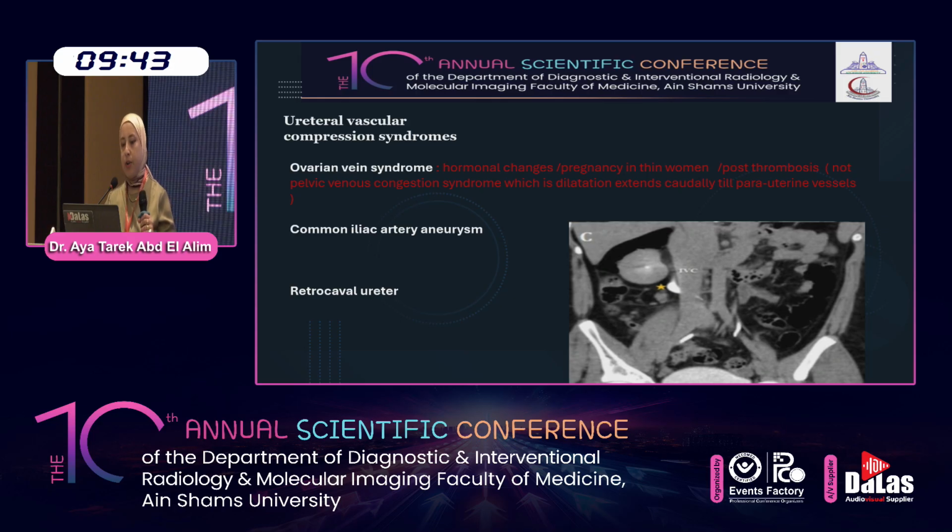Ureteral vascular compression syndromes. Compression is seen in ovarian vein syndrome, due to hormonal changes or pregnancy, more common in thin women, post-thrombosis, but not pelvic venous congestion syndrome, which is dilatation that extends caudally to the parauterine vessels. Compression by a common iliac artery aneurysm, and compression of the ureter by the inferior vena cava in the retrocaval ureter, as shown in figure C.